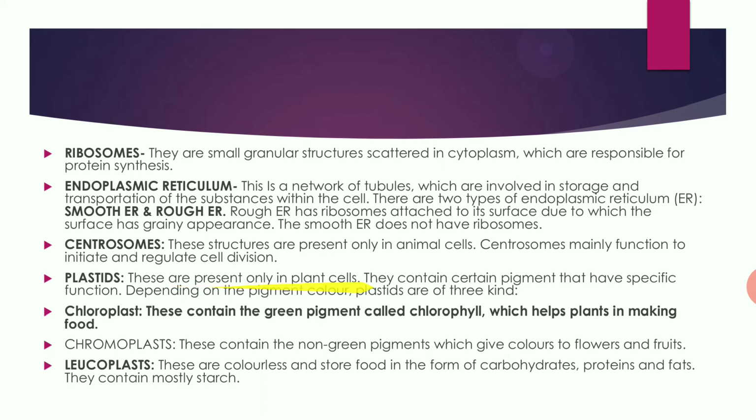Plastids are present only in plant cells. They contain certain pigments that have a specific function. Depending upon the pigment color, plastids are of three types: chloroplast, chromoplast, and leucoplast. Chloroplasts contain the green pigment called chlorophyll, which helps the plant in making food. So plastids have pigments of different colors, and depending upon them, they are divided into three: chloroplast, chromoplast, and leucoplast.